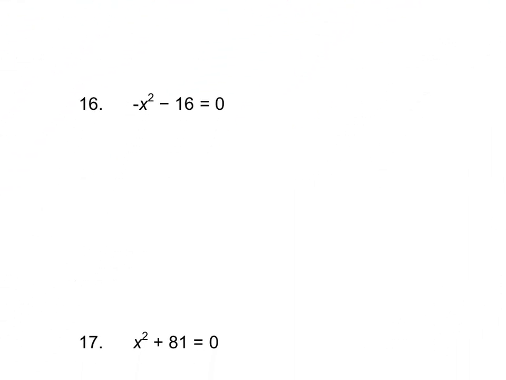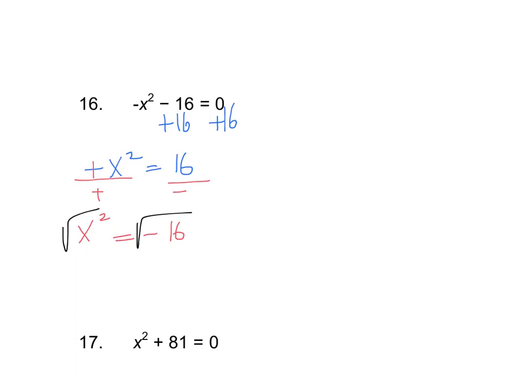Okay, in this case I need to move 16 over. So negative x squared is equal to positive 16, but I need x squared. I don't want negative x squared. So divide both sides by negative. You get x squared to be equal to negative 16. Square root both sides because you need x. We cannot have a negative under the radical, so I replace it with an i. Square root of 16 can either be 4 or negative 4. And don't forget the i.